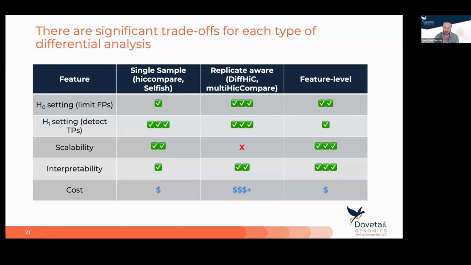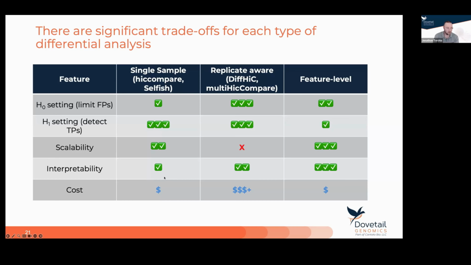So just to summarize the trade-offs between single sample, replicate-aware, and feature level. The single sample way, this is like Hi-C compare and Selfish, their weakness really is in the false positives, and this is because they're not able to remove inter-sample variability. Although they do perform really well at detecting any interaction that is there, it will detect it. Although a lot of that might be noise, so you might need some help in removing some of that noise and focusing on the biology that matters. So this is a great method.